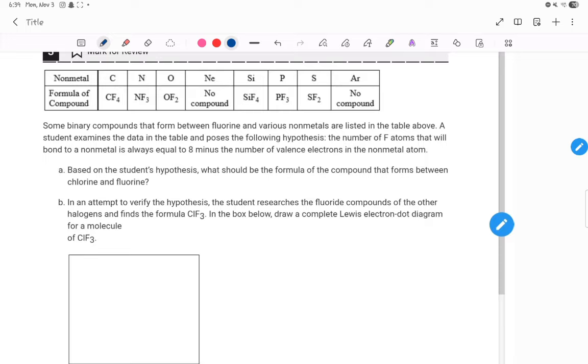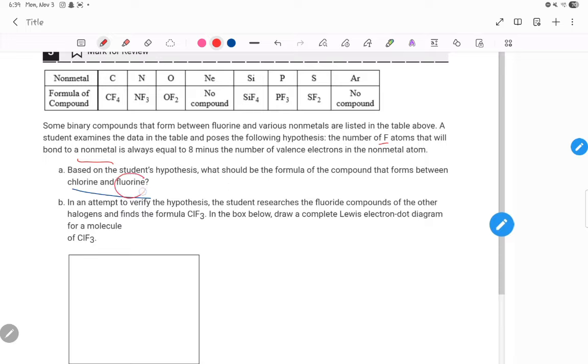The number of fluorine atoms that will bond to a non-metal is always equal to 8 minus the valence electrons in the non-metal atom. So, very simply, based on the student's hypothesis, what should be the formula for the compound that forms between fluorine and chlorine? What did they say? He said that to find the number of F atoms that will bond to a non-metal, it's always 8 minus the number of valence electrons.